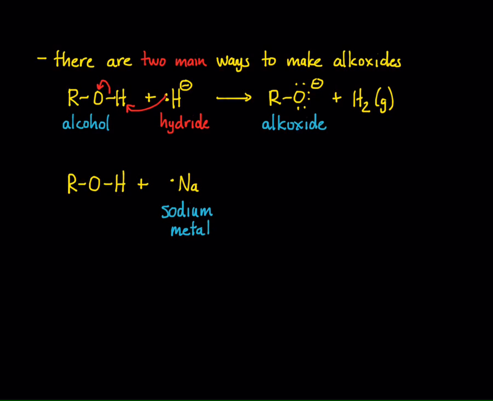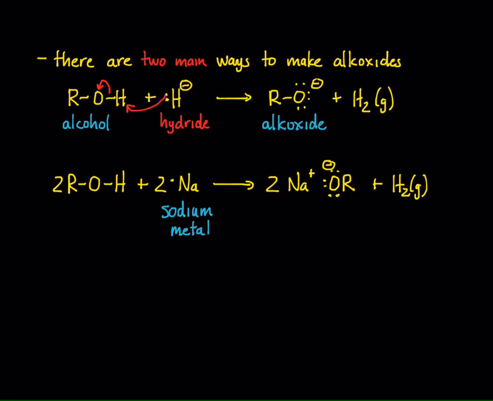sodium metal, not sodium plus, but Na with its electron, sodium metal. Now, in order for this reaction to occur, you actually need two equivalents of alcohol to two equivalents, 2 moles of alcohol to 2 moles of sodium. The reason for this is you produce 2 moles of sodium alkoxide, but you also get hydrogen gas again.